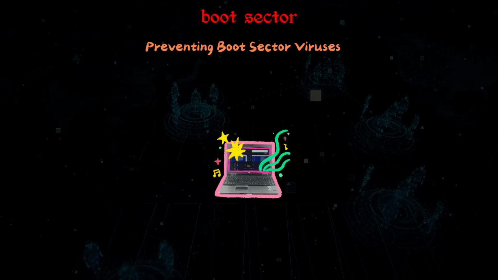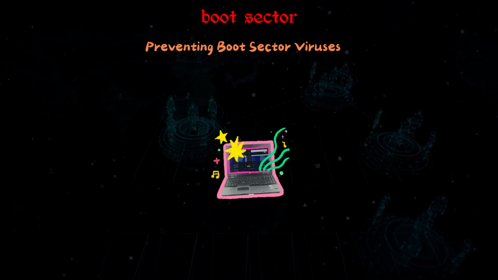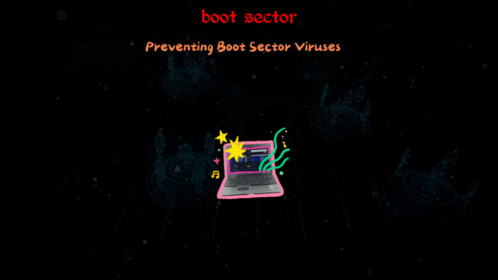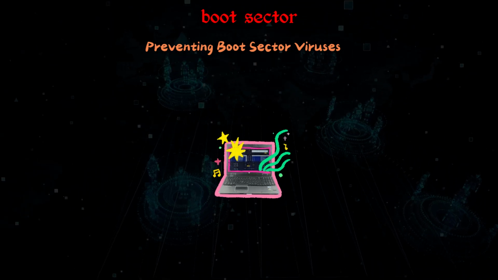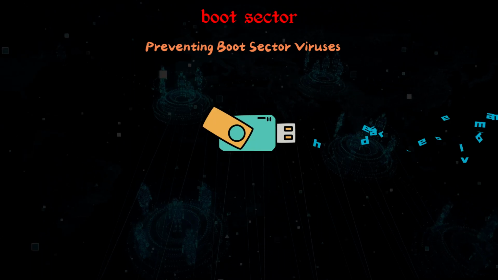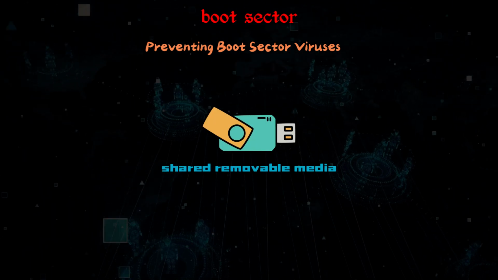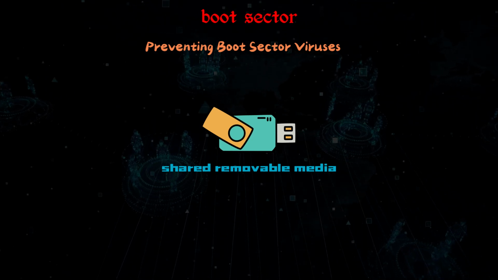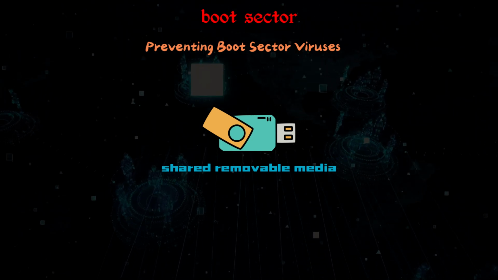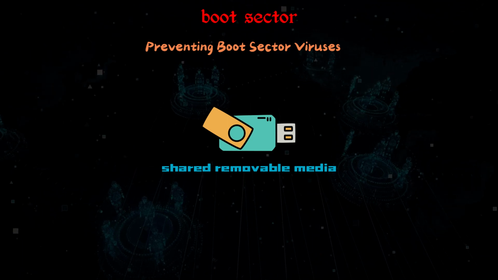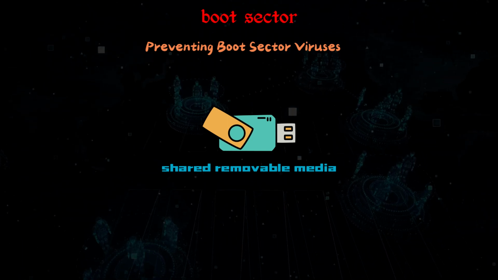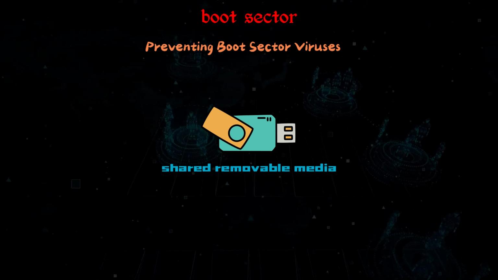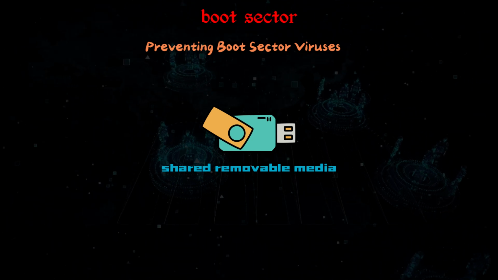Preventing boot sector viruses. Removing boot sector viruses can be a challenge, however, it is easier to prevent them from infecting your computer in the first place. The most common way these viruses spread is through shared removable media. Before you insert any removable storage device into your computer, make sure that it is not infected with malware. A virus might not be installed on your device when you connect the media. But if you leave it connected while starting up your device, your hard drive will become infected.